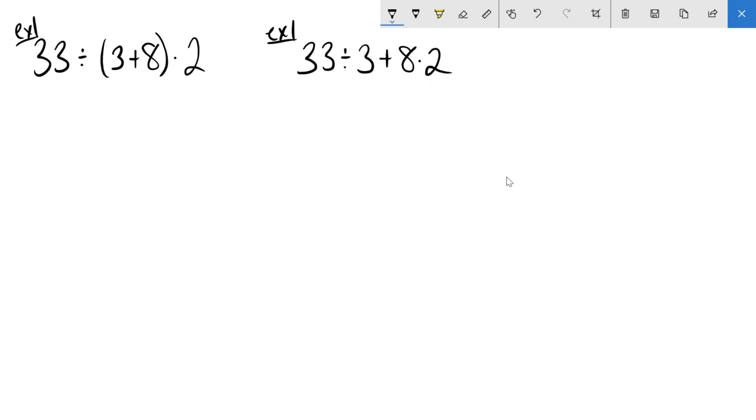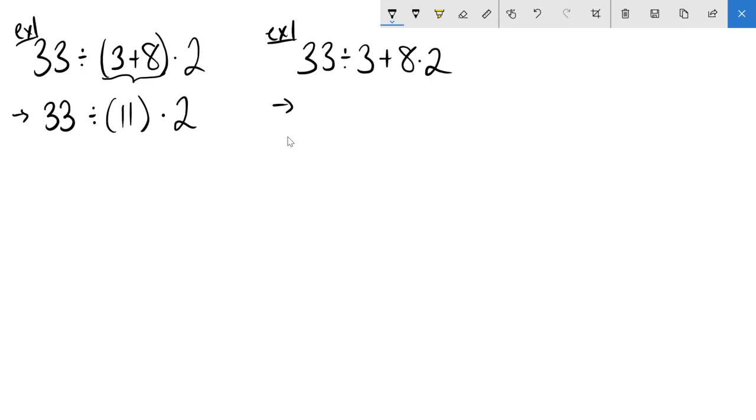What happens if we're over here? What should we do first here? Yeah, so in this one, because there are parentheses, we should take care of those first. So it'd be 33 divided by 8. 3 plus 8 here is 11 times 2, right? Whereas on this one, where would we go first here?